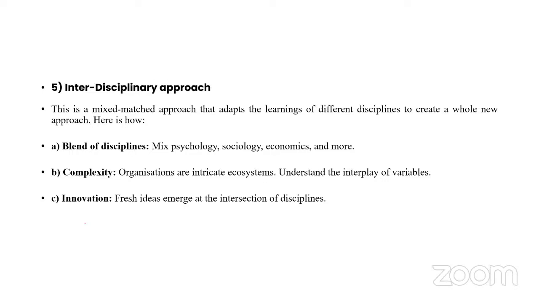And the next aspect is complexity. See, organizations are very intricate ecosystems. If you have to understand an organization, you have to understand the interplay of the various variables involved in it. Right? You have to understand the complexity behind it. And the next one is innovation. So, fresh ideas emerge at the intersection of disciplines. When various disciplines are being mixed and matched with one another, right? Then you would understand how this innovation comes about.